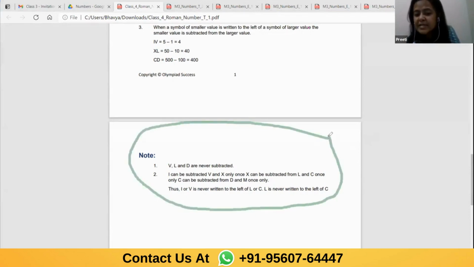I or V is never written to the left of L or C. You can write it on the right hand side. That means you can add I to L or C.